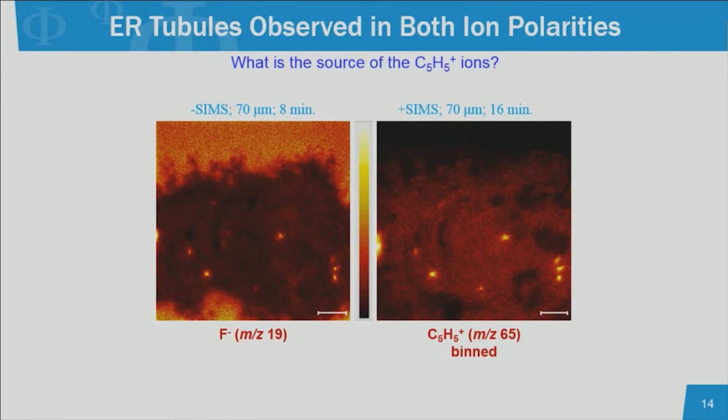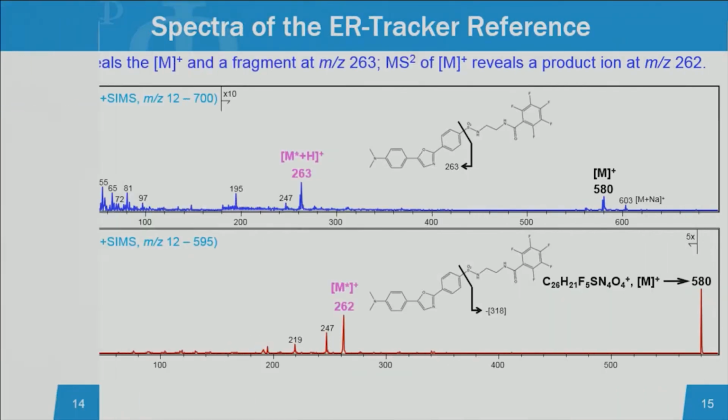So then going back to the positive ion polarity, we notice that in these same areas where we have localization of fluorine signal and m/z 167, the pentafluorophenyl anion, in these same areas, we see hotspots of what we believe to be C5H5 fragment, and in TOF-SIMS, we do have enough mass resolution and mass accuracy at low mass to arrive at a compositional assignment. But the question is where is this strange fragment coming from that would appear in these ER tubules?